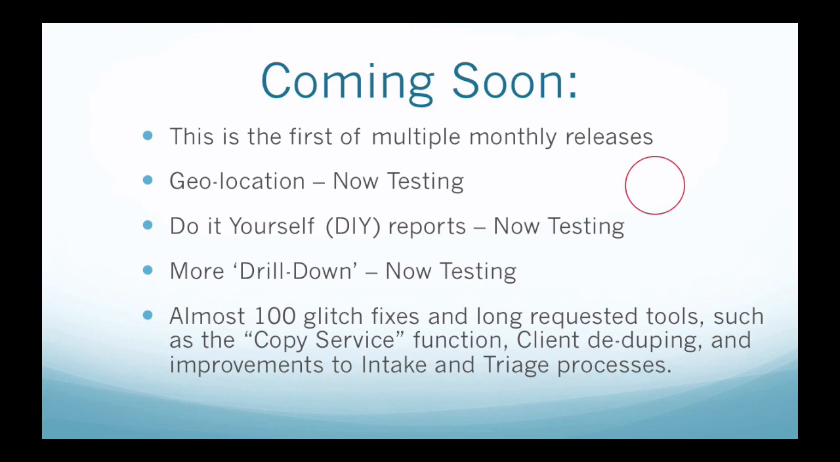So things like copy service function, client deduping is a really important one, and lots of improvements to things like the intake and triage processes that really need to get fixed as quickly as we can. We're working very hard on it in the NACLC CLASS team, and trying to, shall we say, push our developers along as quickly as possible to build this stuff and get it stable.